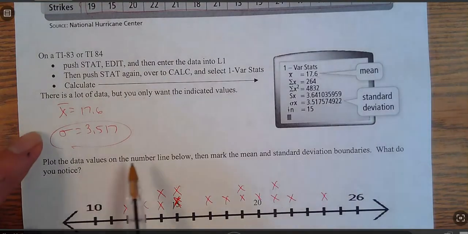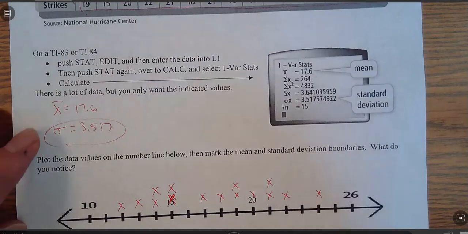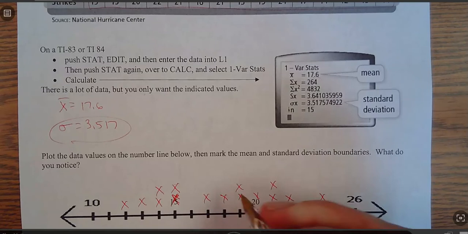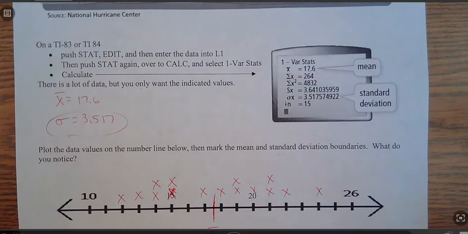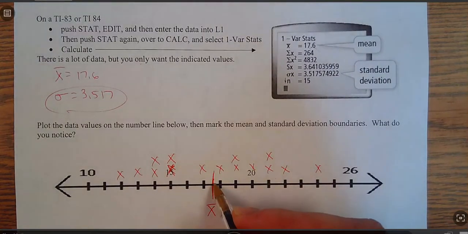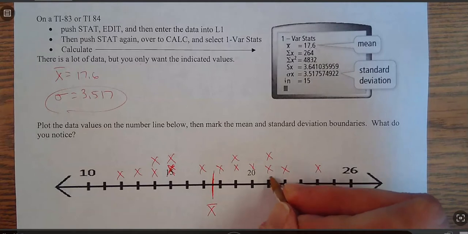So plot the data values below, then mark the mean and standard deviation boundaries. My mean was at 17.6, which, this is 15, 16, 17, a little over halfway. So about right there, I'll put x bar. There's my mean. And then I want to go up about 3.5 in each direction and down. So if I go up 3.5, there's 1, 2, 3, and then 0.5 would be about right here.